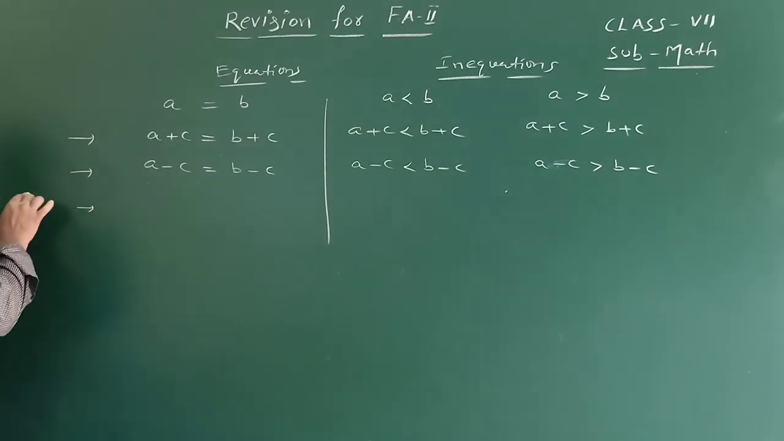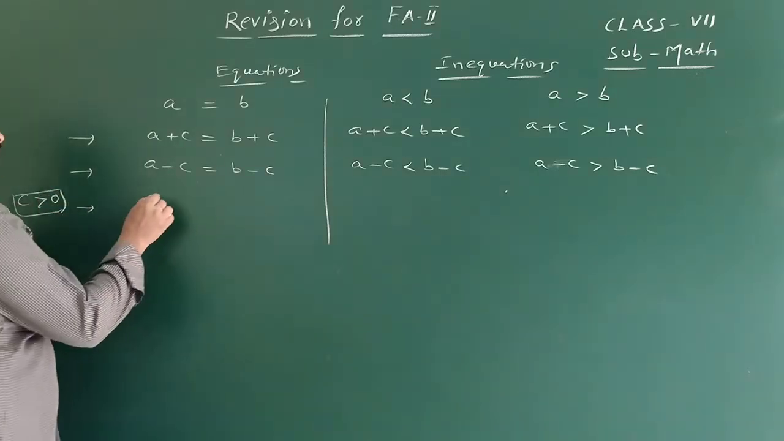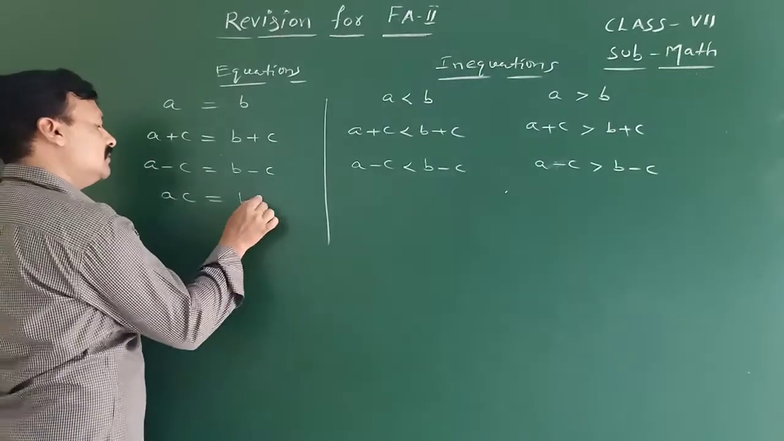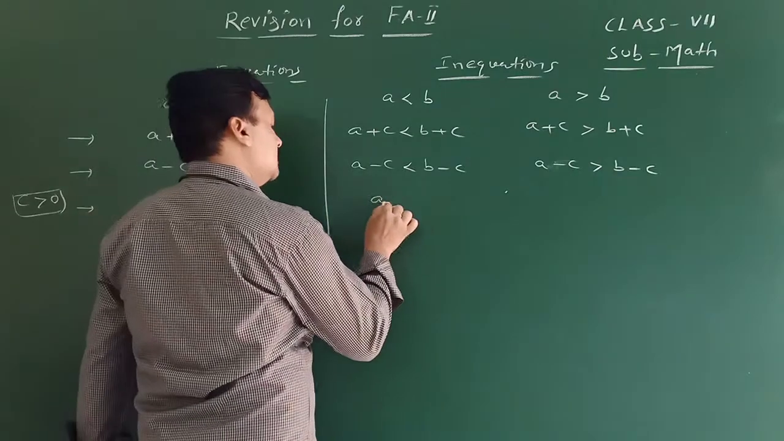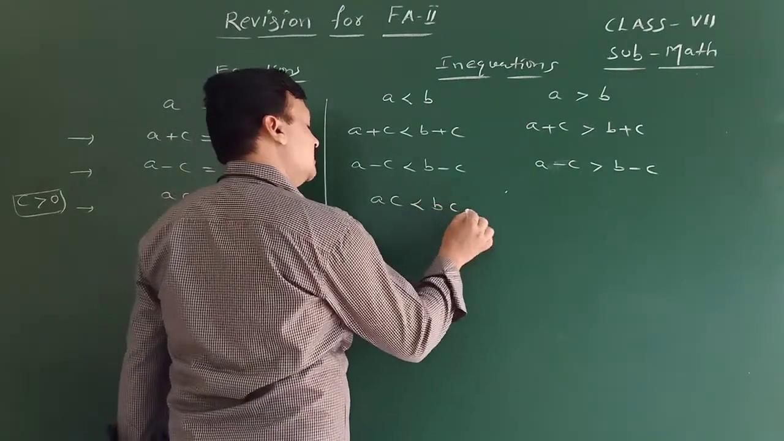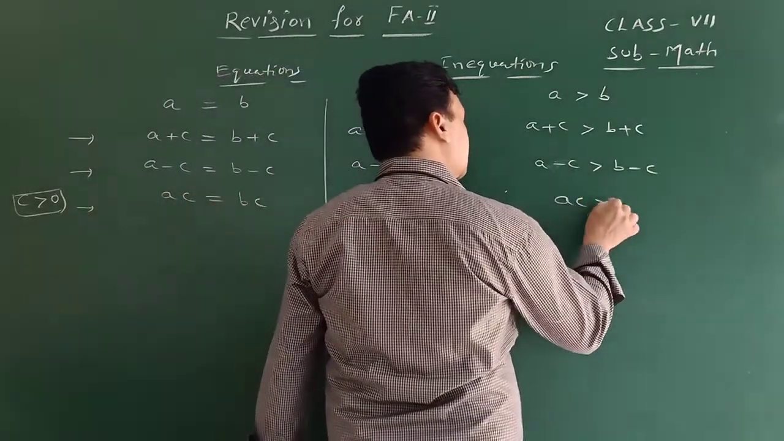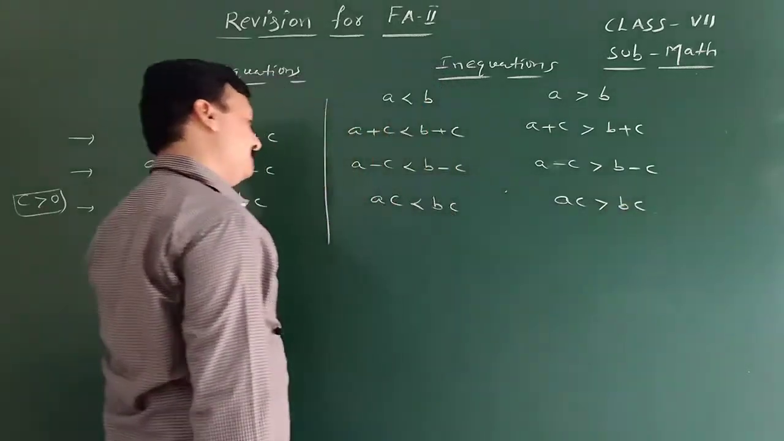For c greater than 0, c is positive, then AC equal to BC. Here AC less than BC. Here AC greater than BC.